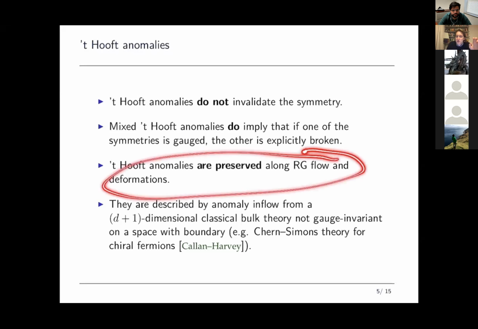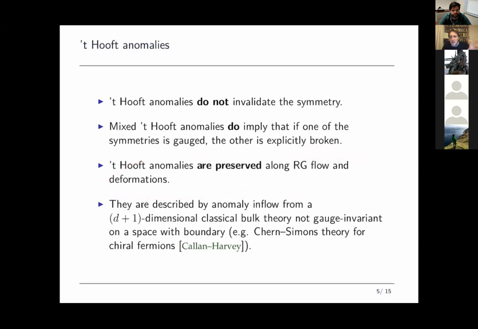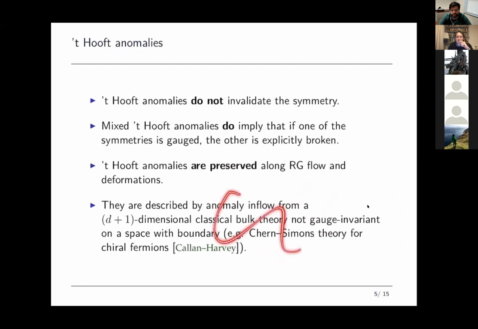under RG flows. And finally, in the modern interpretation, which stems from condensed matter, an 't Hooft anomaly can be interpreted in terms of inflow from a field theory in one higher dimension.